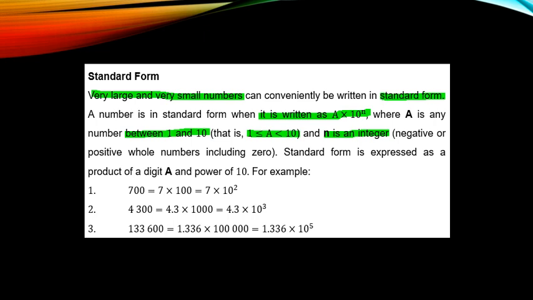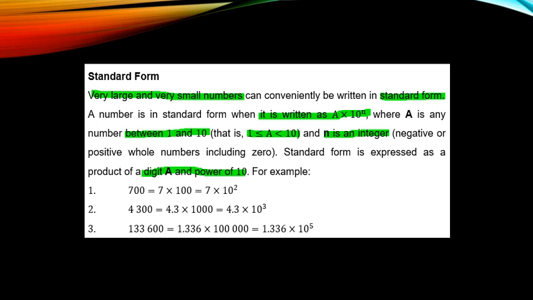Standard form is expressed as a product of a digit a and a power of 10. So a there is a digit that is between 1 and 9 inclusive.